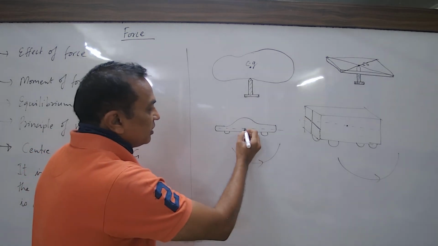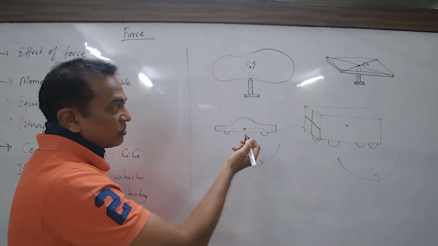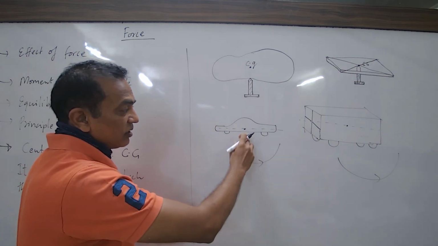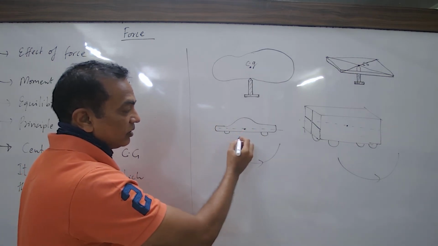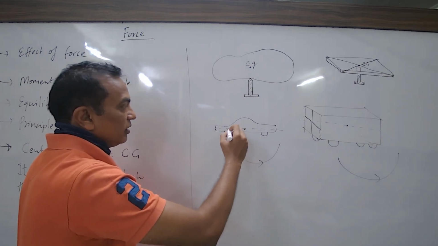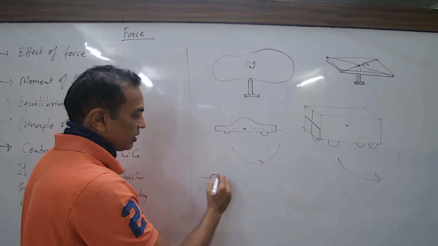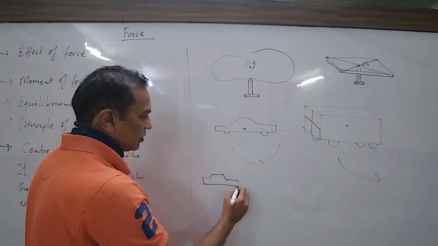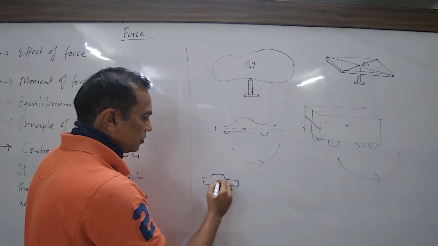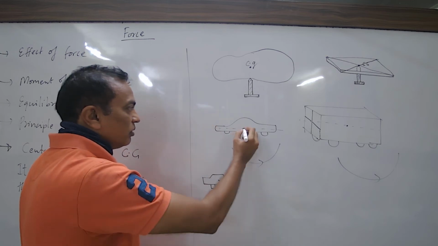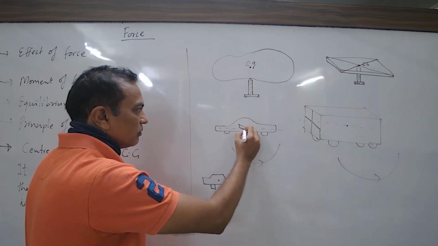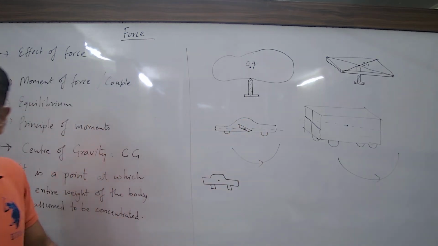Center of gravity also depends on the shape of the object and mass distribution. Wherever maximum mass is concentrated, the center of gravity will be there. So it is at the middle. If you see the car from behind like this, this is the back side of the car, it will be at the center of the seat, somewhere here.